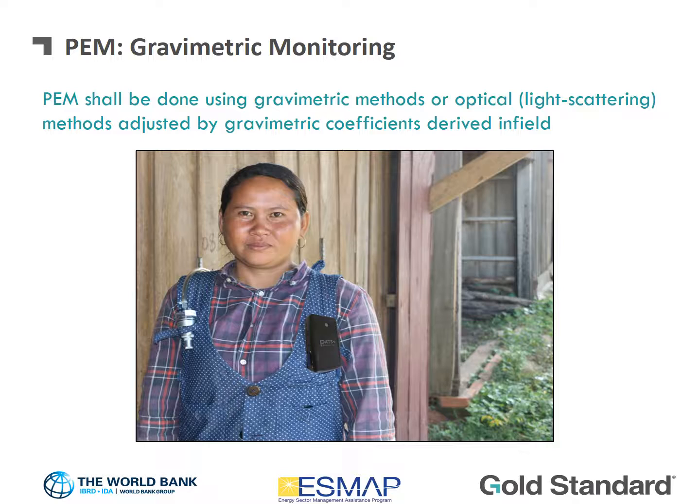Personal exposure can be measured using either gravimetric or optical methods, and I'll go into detail about these two different methods in the next several slides. But the gravimetric method is the gold standard, and optical methods need to be adjusted by gravimetric coefficients to get gravimetric equivalent optical measurements.